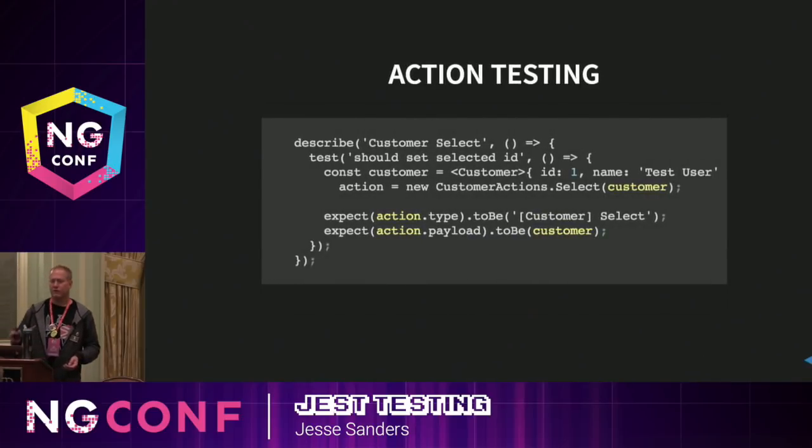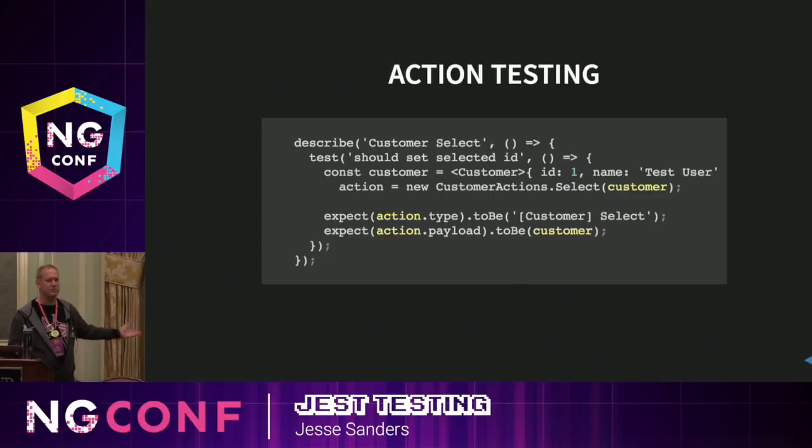So here's my test written for Jest. I have my describe, customer select, should set the selected ID. Now what I've done here is I've got a customer object, so there's some of my test data. I'm creating a new action, calling my customer action select, passing it that customer. And then I'm writing expect action type to be customer select, expect action payload to be my customer. This is great. This should look really familiar. This is probably how you're already writing code.